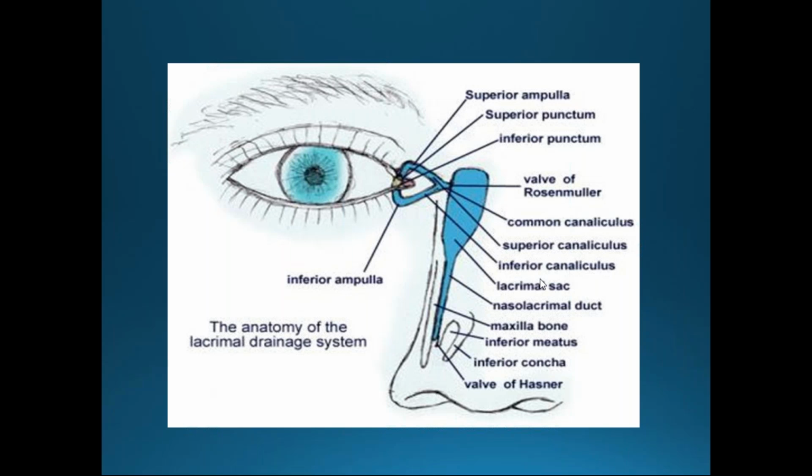This is the valve of Rosenmuller, which prevents reflux of the fluid from the lacrimal sac into the canaliculus. The valve of Rosenmuller is situated at the junction of the opening of the common canaliculus into the lacrimal sac. Inferiorly, the valve located at the junction of the opening of the nasolacrimal duct into the inferior meatus is called the valve of Hasner. Valve of Rosenmuller and valve of Hasner.